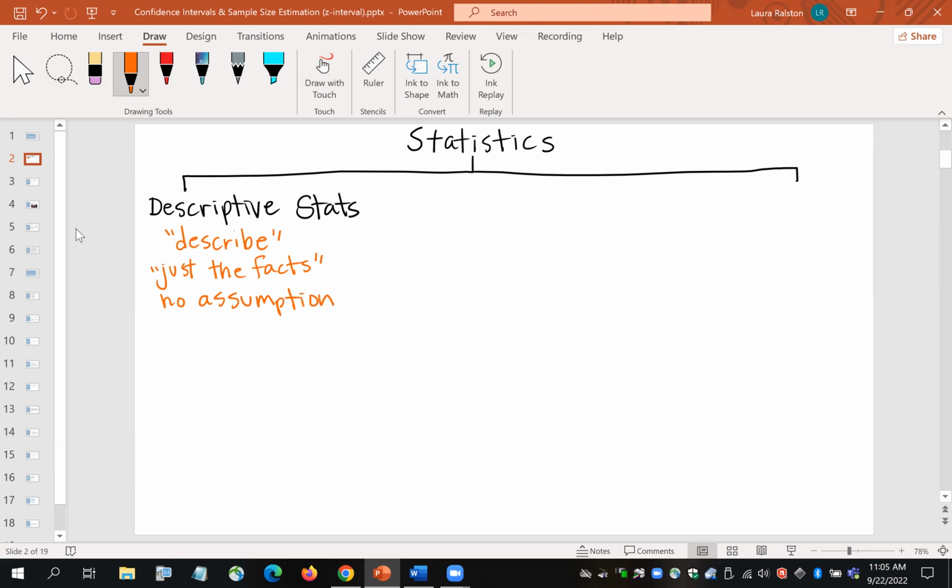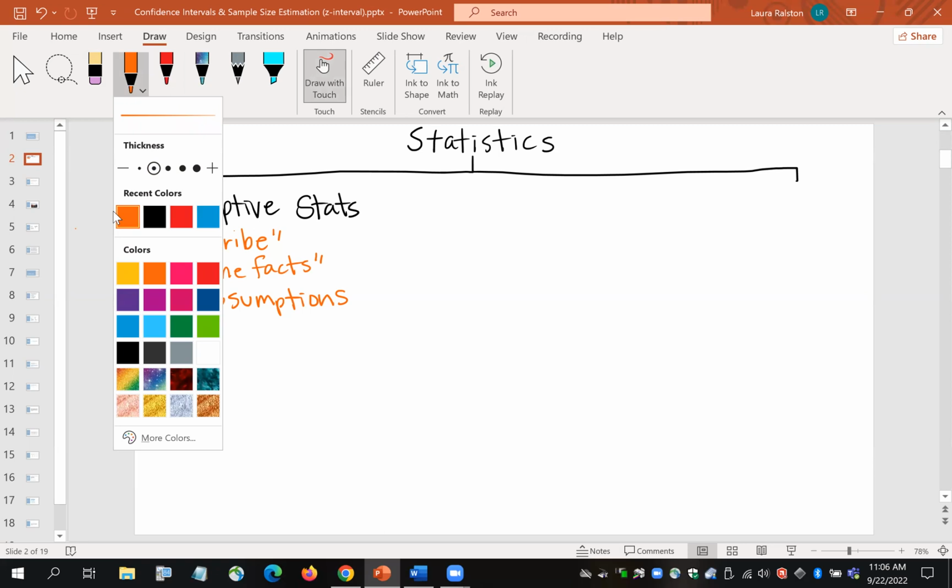You could tell me the maximum, the minimum. You could calculate the mean, the median, the mode, range, standard deviation. We could calculate all of those descriptive statistics that we talked about in the second lesson of Module 1, as well as talking about missing data and outliers at that point. So descriptive statistics is the branch of statistics where you're giving me the facts. You are describing the data set to me without making any assumptions whatsoever.